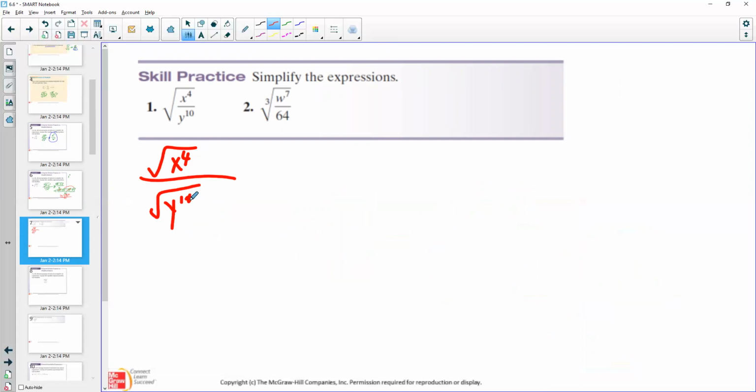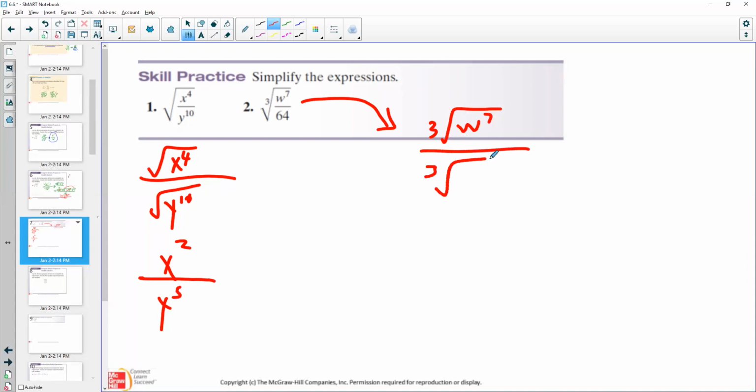Square root means I'm just dividing that exponent by 2, so x to the 4th divided by 2 gets me x squared. Y to the 10th, 10 divided by 2 gets me y to the 5th. All right, let's do this guy. I'm going to break up the cube root. Cube root of w to the 7th on the top, cube root of 64 on the bottom. The cube root of 64 is 4, so I know that.